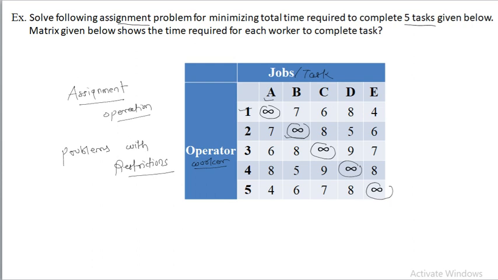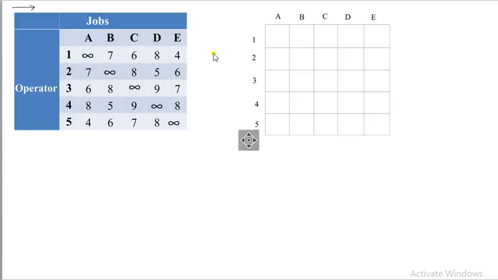So it means that it is some type of limitation whereby that particular task cannot be done by that particular worker or operator. So we cannot make an assignment here. Its simple meaning is that job A cannot be assigned to worker one, B cannot be for two, and C can be for the third worker. Likewise it is given. Let's see how to solve this particular problem. Obviously we are going to solve it using the Hungarian method, which is the only method in the assignment model.